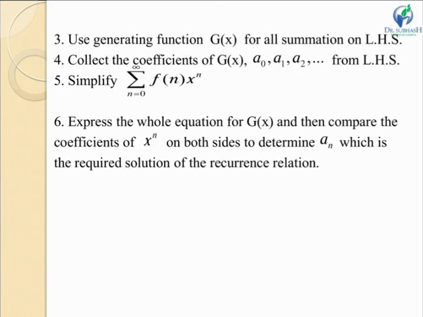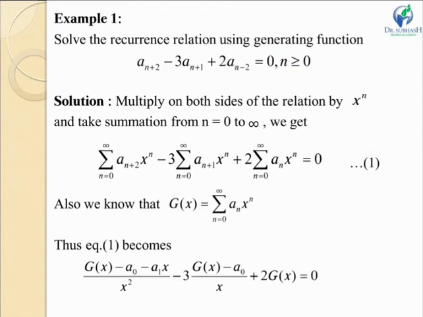Third step is using generating function gx for all summation on LHS. We will use here generating function. Now collect the coefficient of gx, a0, a1 up to an from the left hand side, and then in the next step we simplify for the function fn x raised to n. And the last step is we express the whole equation for gx and then compare the coefficient of x raised to n on both the sides to determine an, which is the required solution of our recurrence relation. We will understand this in a better way by taking a few examples.